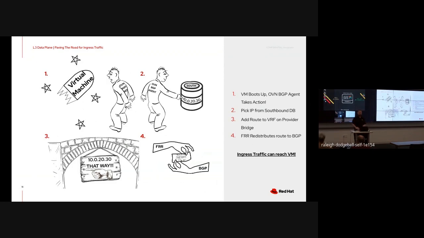So what happens first? Virtual machine comes up. The OVN BGP agent is listening for events in the southbound OVN database. So what is the agent going to find out from that database when the VM boots up? The most important piece is what IP address that VM uses. So now that the OVN BGP agent knows that there's a new VM and a new IP, it really needs to point it to a bridge.